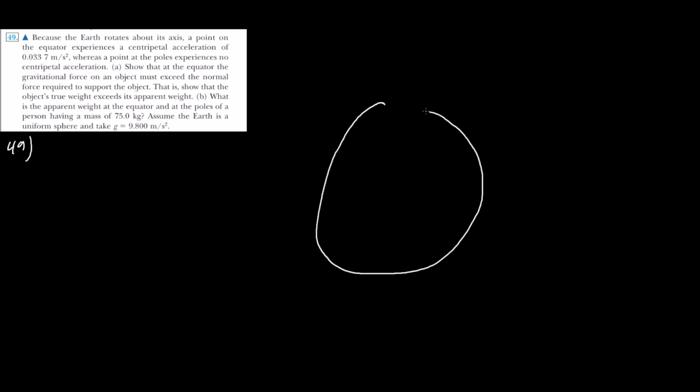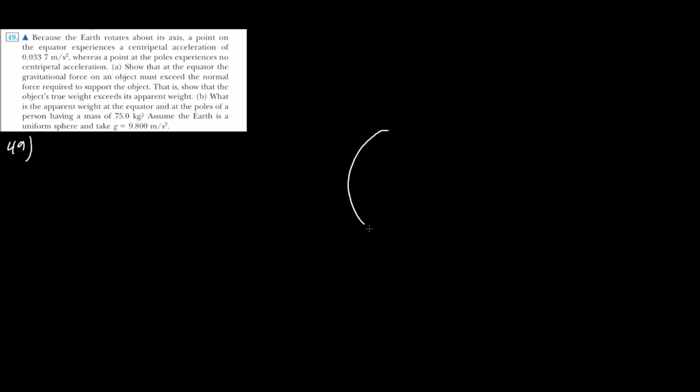Let's draw a sphere. Oh my god. Good enough. Anyway, let's try again. Good enough. Anyway. So here's the Earth.